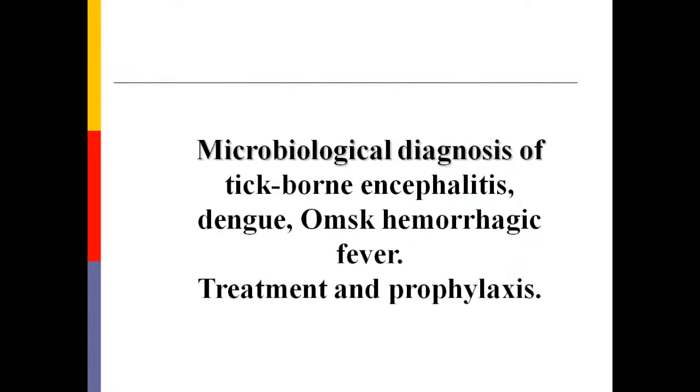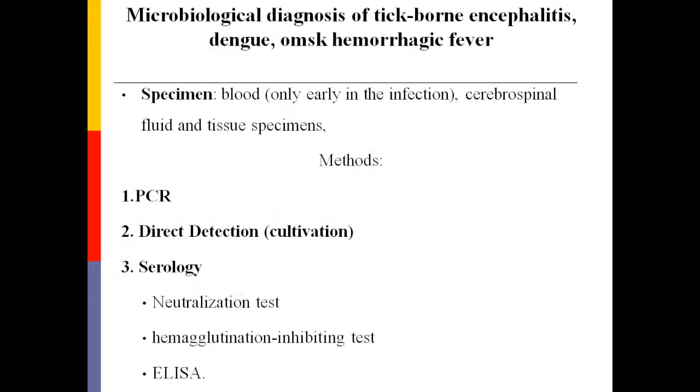Microbiological diagnosis, treatment, and prophylaxis of tick-borne encephalitis, dengue fever, and Omsk hemorrhagic fever. Specimen: we can collect blood, but only early in the infection, cerebrospinal fluid, and tissue specimens when viruses may be present. Methods for diagnosis are PCR, direct detection by cultivation of the virus in tissues, and serological methods like neutralization test, hemagglutination inhibition test, and ELISA.